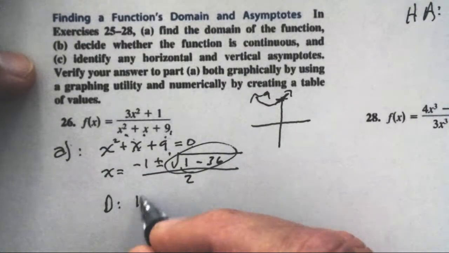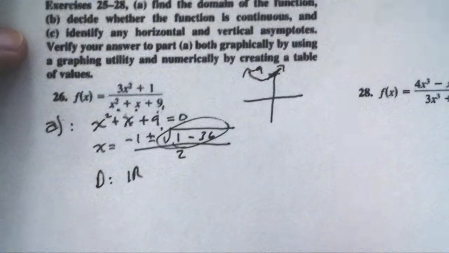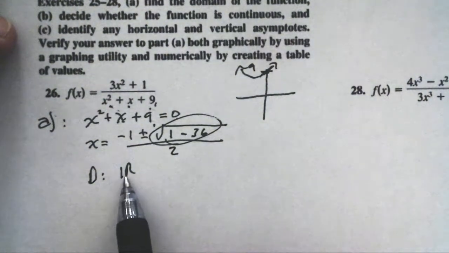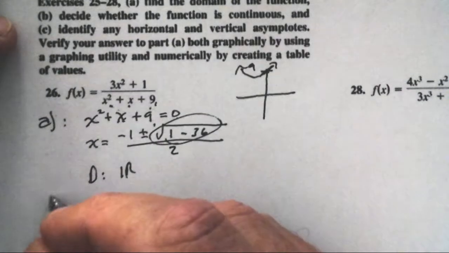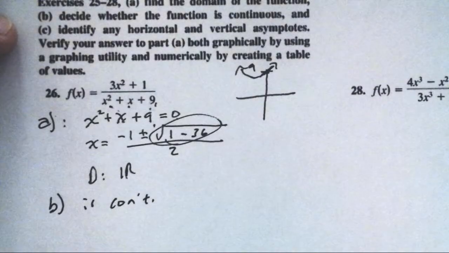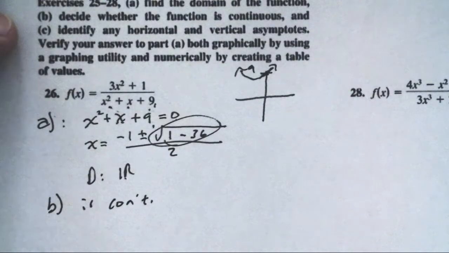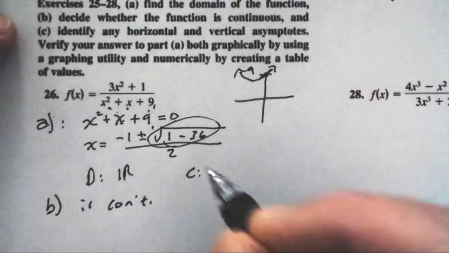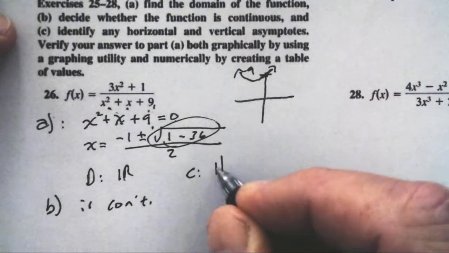So the domain is all real numbers. B, decide whether the function is continuous. Well, because I can put in any numbers for x I want, it is continuous. And C, identify horizontal and vertical asymptotes.